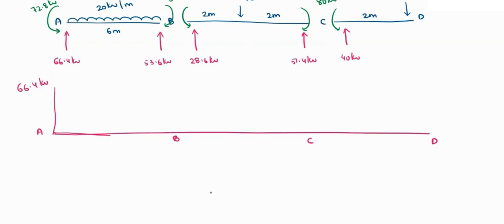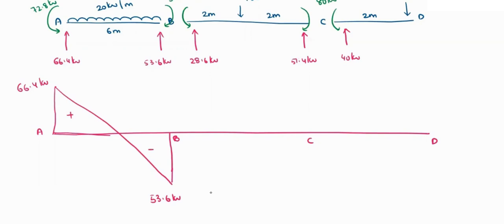So clockwise direction will be a positive shear, anti-clockwise direction will be a negative shear. So here at B we are having an anti-clockwise shear, so it is a negative shear, which is of 53.6 and it will be linearly varying. So this value will be 53.6 kilonewton. So this is positive and this is negative.